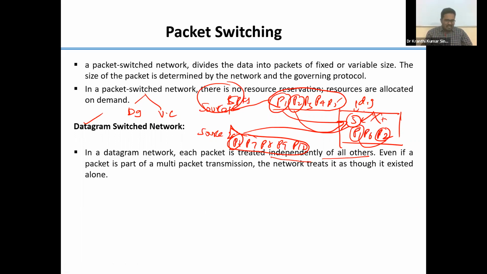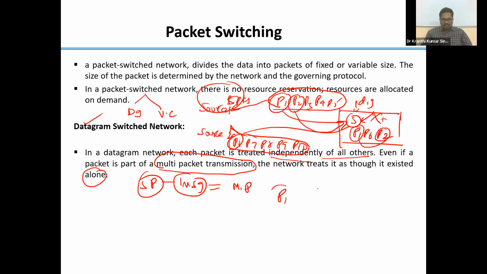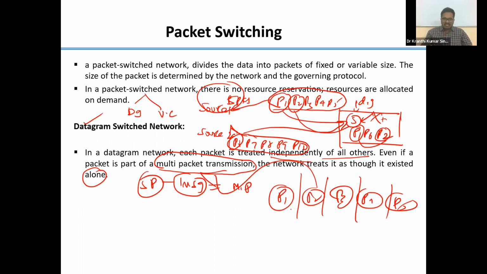Do you understand this point? So even if a packet is part of a multi-packet transmission, that means a single message is divided into multiple packets, the same message of the same person, same source, it has to exist alone. Alone means packet 1 is different, packet 2 is different, packet 3 is different, packet 4 is different, packet 5 is also different. Even though they belong to the same message, it doesn't care. It doesn't know what it is.